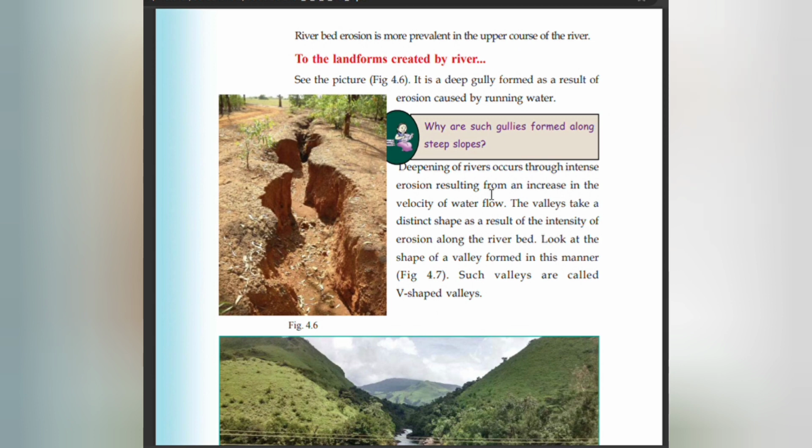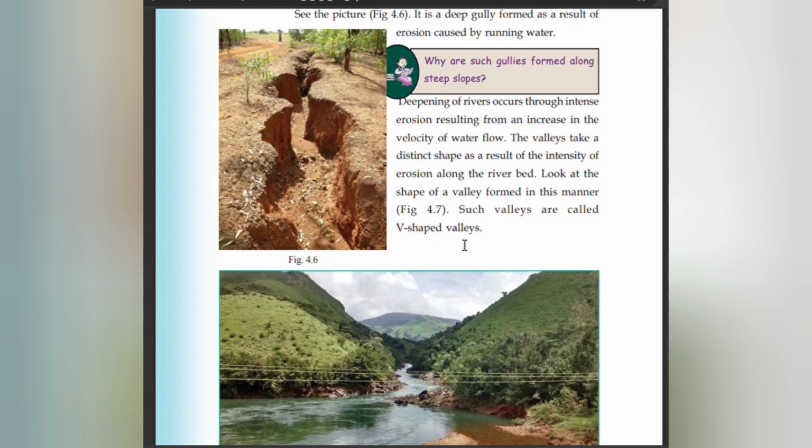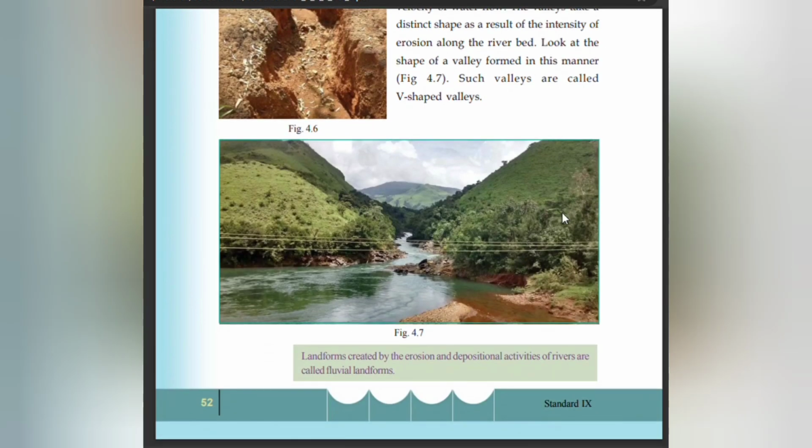Deepening of rivers occurs through intense erosion resulting from an increase in the velocity of water flow. The valleys take a distinct shape as a result of the intensity of erosion along the river bed. Look at the shape of the valley. Formed in this manner, such valleys are called V-shaped valleys.